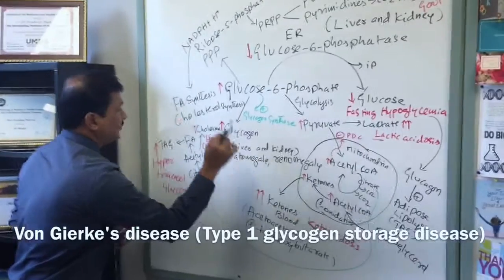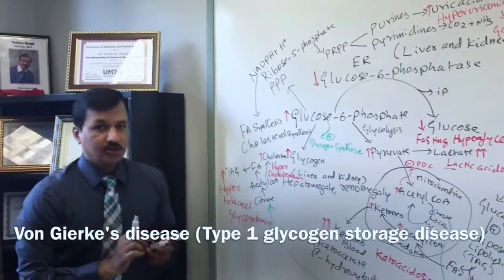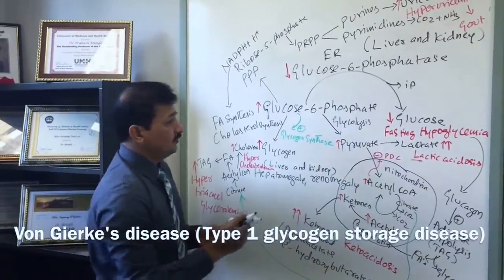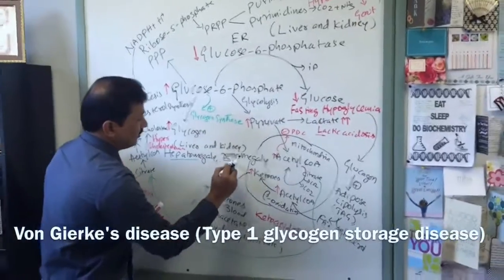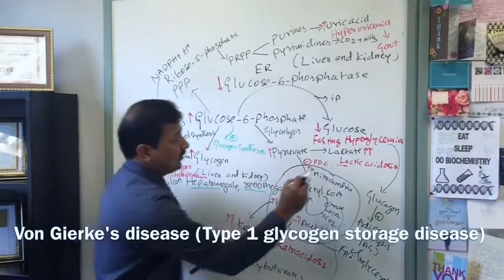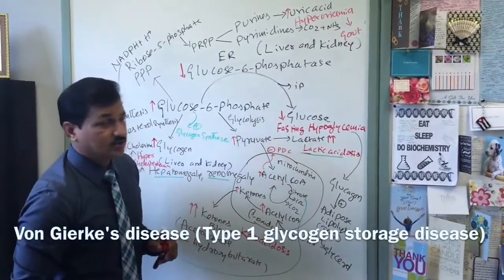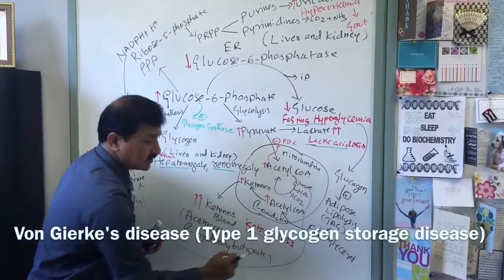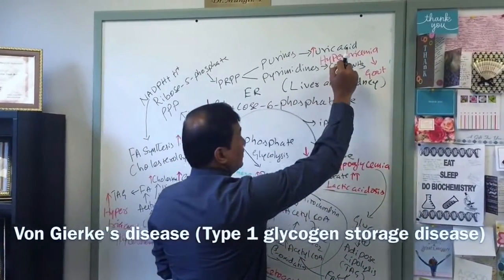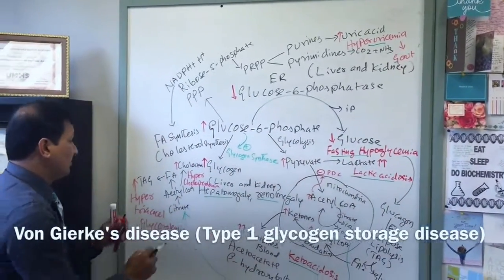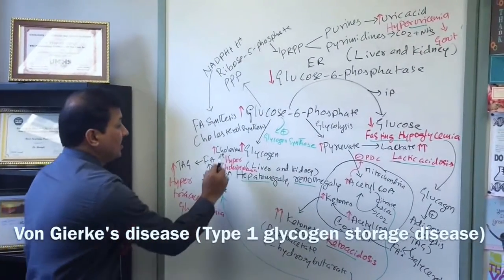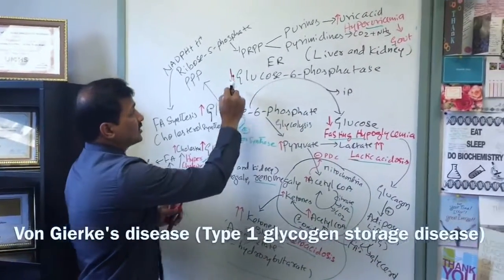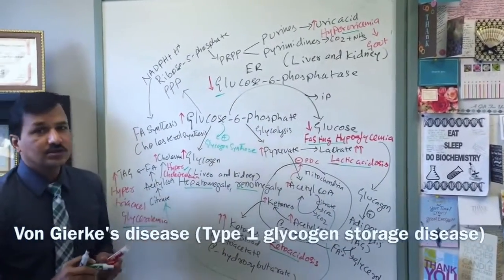So all these are the signs that you are going to see in type 1A von Gierke's disease. Let me revise all of them. You have hepatomegaly and renomegaly because of accumulation of glycogen. Patient will have lactic acidosis, fasting hypoglycemia, ketoacidosis, hyperuricemia and gout signs and symptoms, and hypertriacylglycerolemia and hypercholesterolemia. All of them you are going to see because of decrease in the activity of glucose 6-phosphatase.